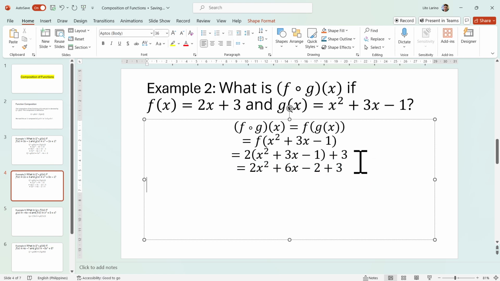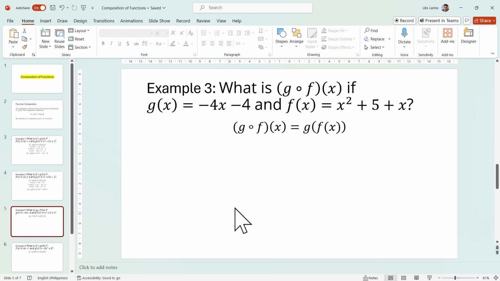And therefore, f composed of g of x is equal to 2x squared plus 6x, negative 2 plus 3 is plus 1. So again, we have f composed of g of x is equal to 2x squared plus 6x plus 1. That is evaluating our f of x at the given expression for g of x.